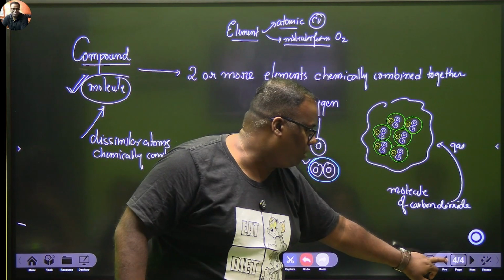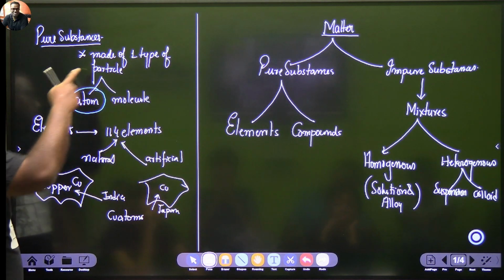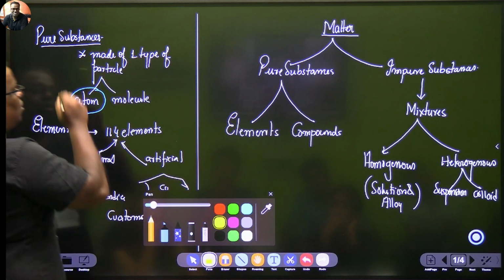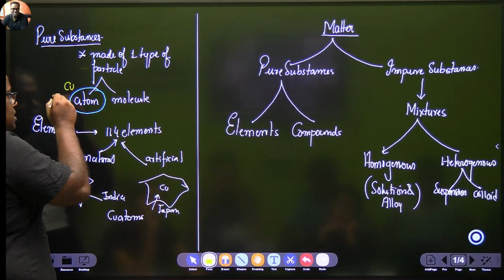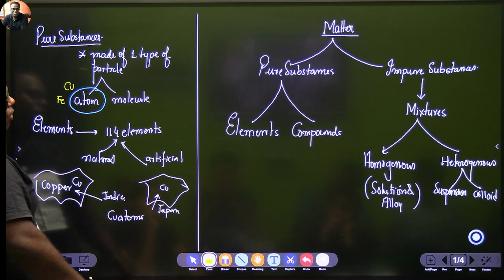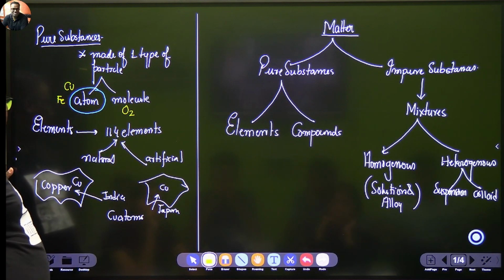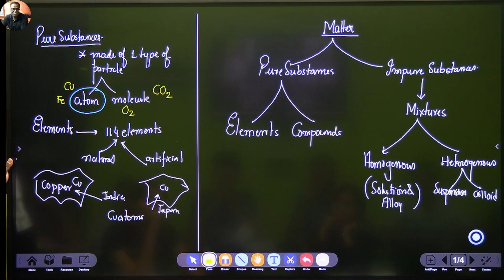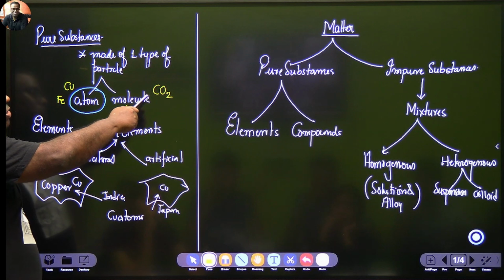Then we go back to our main definition again and say a pure substance should be made of one type of particle. Now I'm using my pen, so I'm saying copper was present in atomic form. Then say calcium or iron, Fe, present in atomic form. Oxygen as a gas was present in molecular form. Carbon dioxide as a compound was also present in molecular form. Are you understanding? This is also a pure substance.